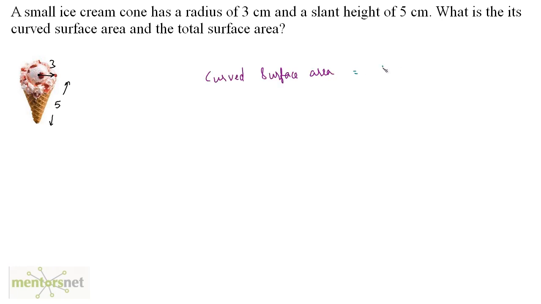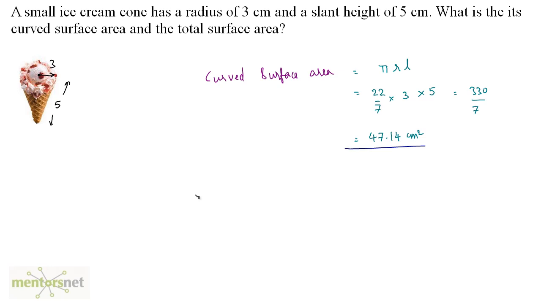Right, so let's calculate the curved surface area. It is equal to pi r L, right? So pi is 22 by 7 times r is 3 times the slant height is 5. So this is equal to 22 times 3 times 5 is 330, and it is divided by 7. And 330 by 7 will give you 47.14 centimeter square. So this is the curved surface area.